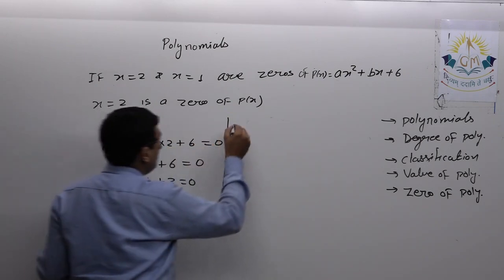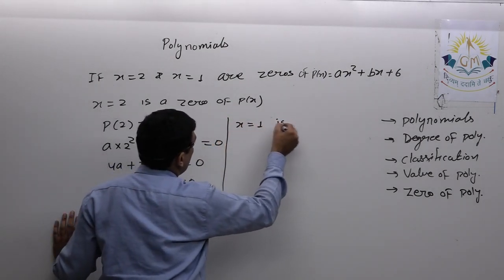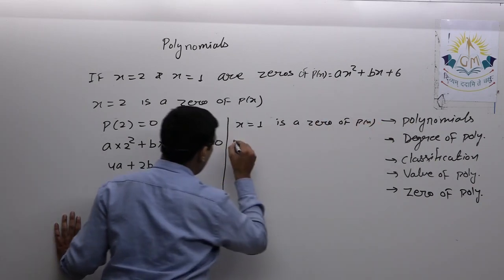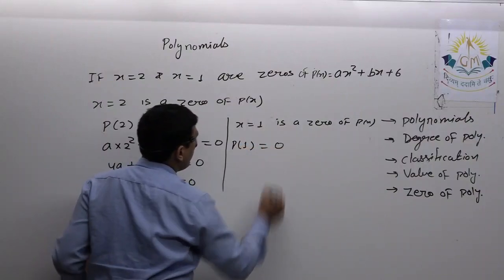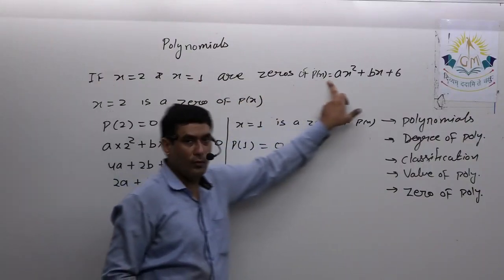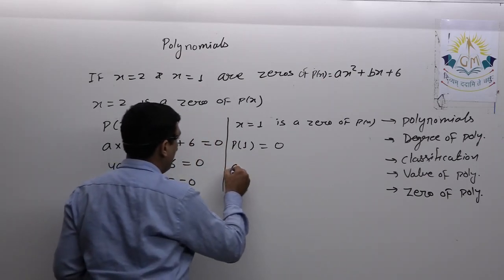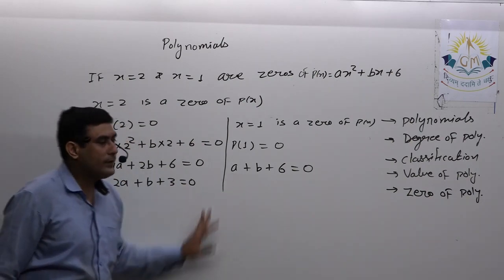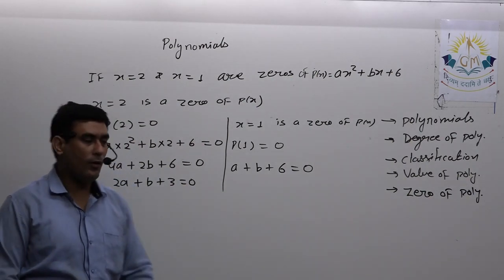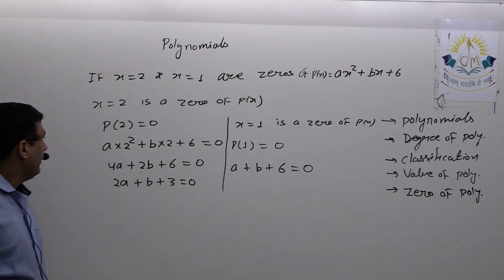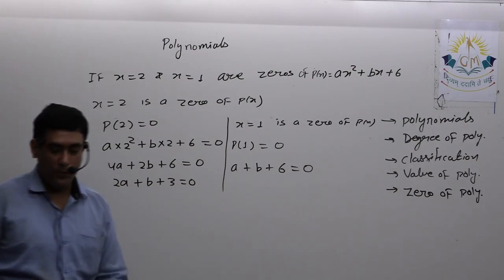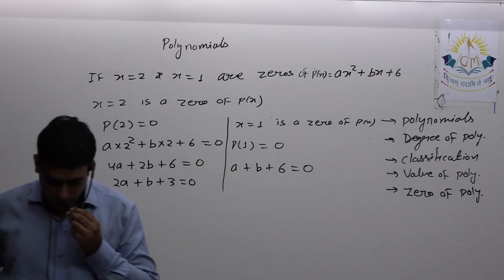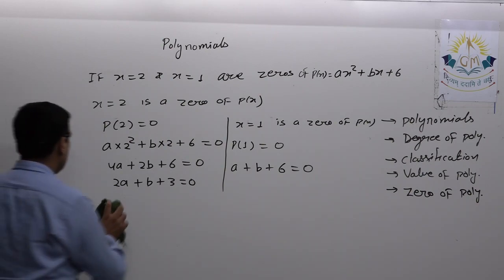Okay, also it is given x equal to 1 is a zero of p(x), isn't it? So I can say p of 1 is also 0. X equal to 1 is a zero of this, so p of 1 equal to 0, so I can say a plus b plus 6 equal to 0. Now by solving these two equations you can get the values of a and b. Okay, so I just gave you one more type of question. Now the next concept we'll see is the remainder theorem.